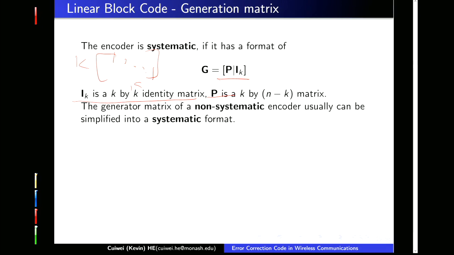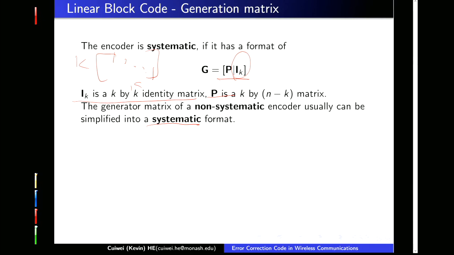Also, the generator matrix of a non-systematic encoder usually can be simplified into a systematic format. So what I mean by systematic format is, do you remember in the previous example, we copied the message sequence exactly into the code word. So that's why we have a diagonal matrix inside the generator matrix, but this is not always the case. In some of the encoding, it depends on how you design the encoder structure. In some of the methods, it's not copied exactly into the code word. Each bit inside the code word is a combination of all the bits from the message sequence.